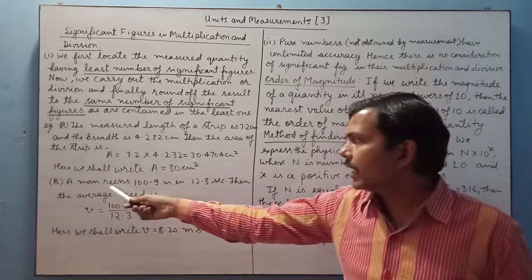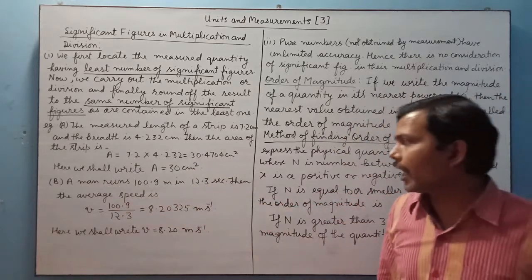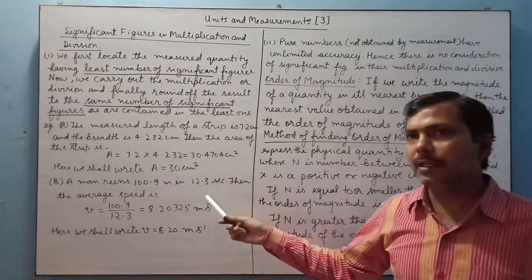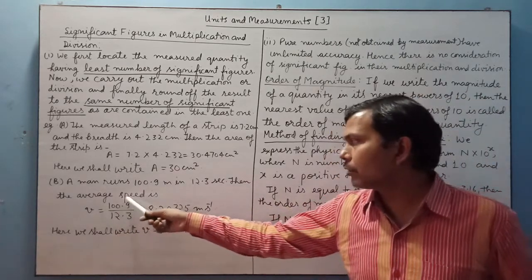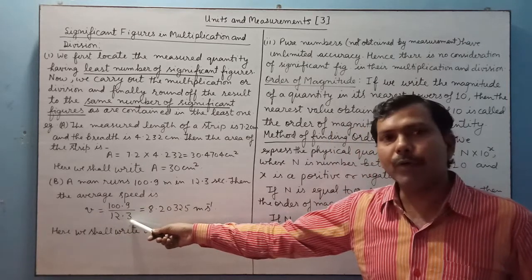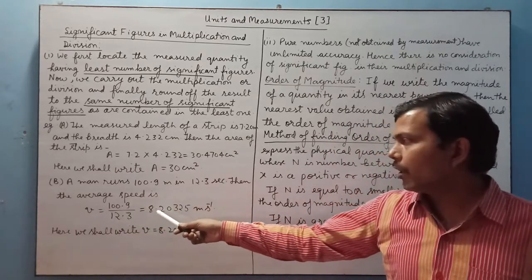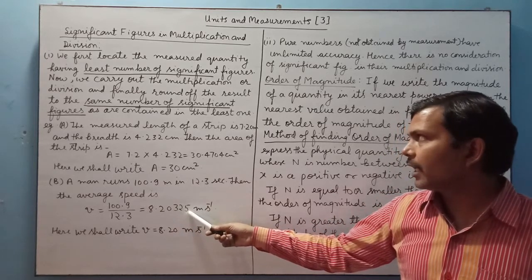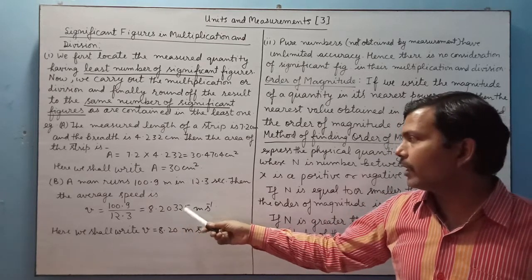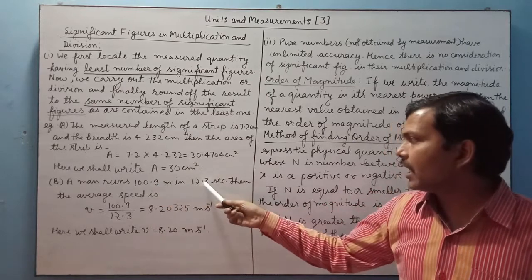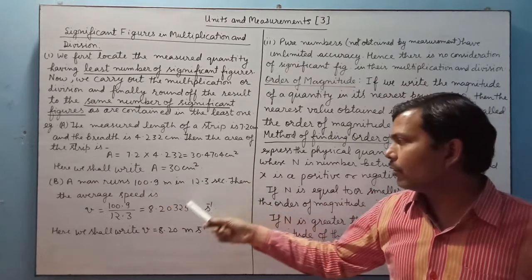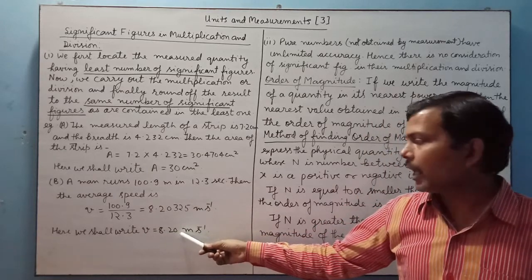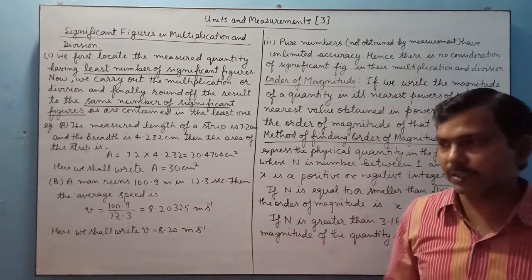Next example is a man runs 100.9 meter in 12.3 seconds. Then the average speed v is equal to 100.9 upon 12.3. On dividing it, we obtain 8.20325. Here the least number of significant figures in these quantities is 3. So we shall write v is equal to 8.20 having 3 significant figures.